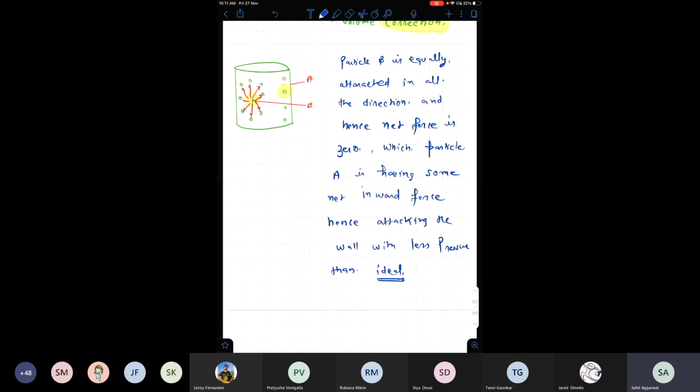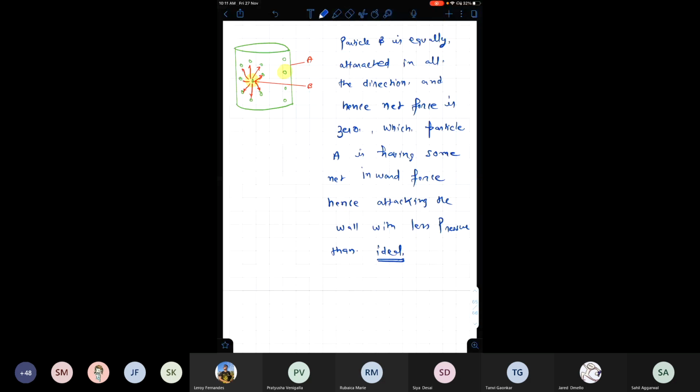Understood this paragraph? So, some additional pressure is to be added to the pressure term, called internal pressure.